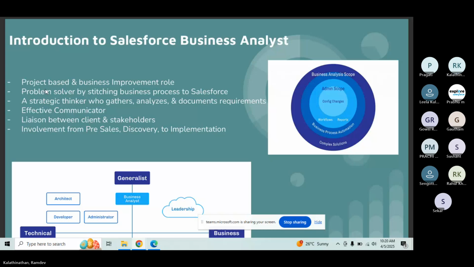So BAs, what we do is we talk to customers, understand their problem, and try and see how to improve their business process in the first place. That is what I mean when I say consultative, right? And then try and come back and see how to stitch these processes within Salesforce so that the entire process is seamless for them.